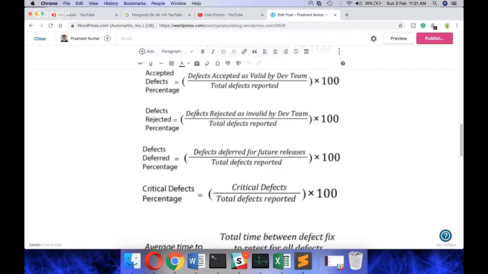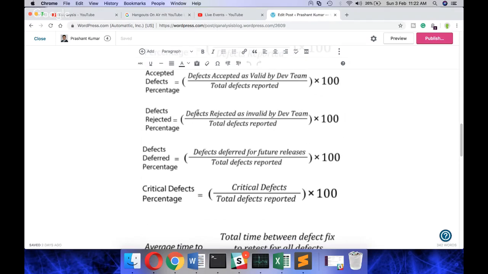Critical defect percentage. This is very important. As a part of our software testing process, you report different kinds of bugs. Some might be critical, some high, some medium, some of low priority. All those critical defects which you have reported, divided by the total number of defects, give you an idea of the critical defects percentage.